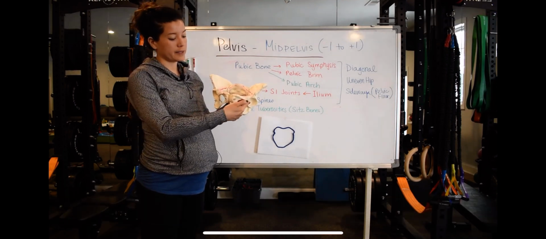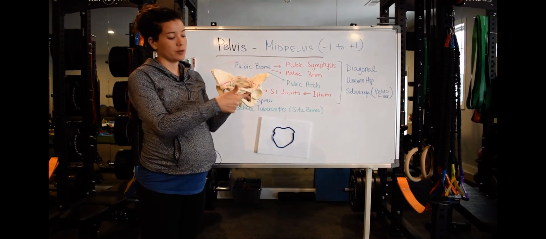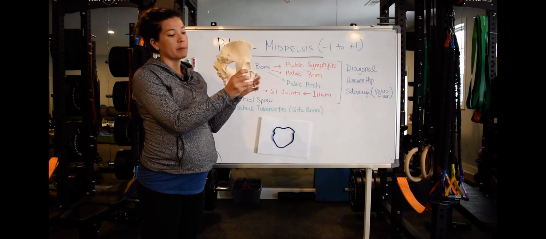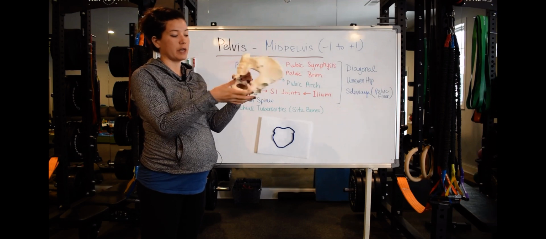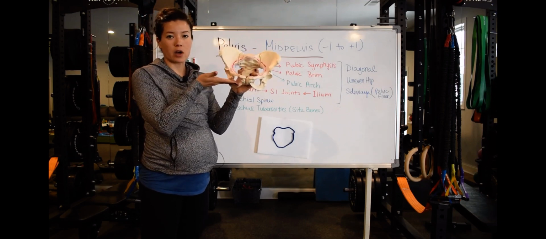So the mid-pelvis is going to be the center of the pubic bone. So it's going to come across the center here, come across the back to the ischial spines, around the bottom of the sacrum towards the other ischial spines. So it's pretty much the whole center of the pelvis.